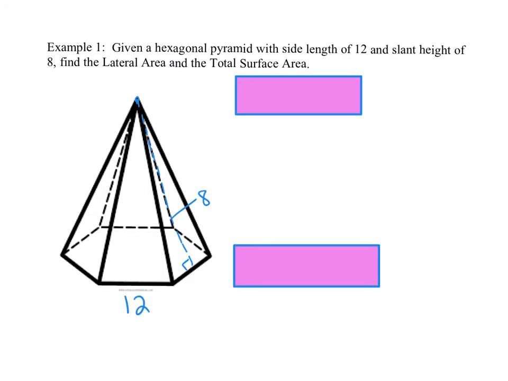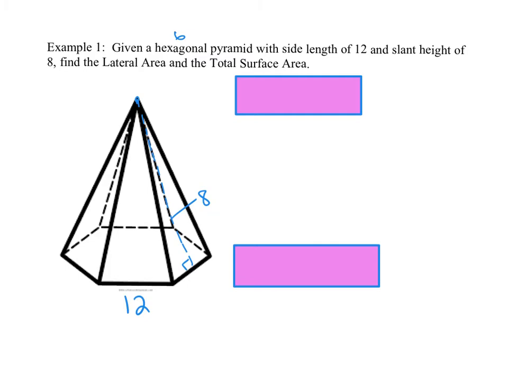All right, here's the example. So we have a hexagonal pyramid. Remember, a hexagon has 6 sides. Pyramid tells us the formula that we're going to be using. And it has a side length of 12 and a slant height of 8. So I've already marked that on my diagram.